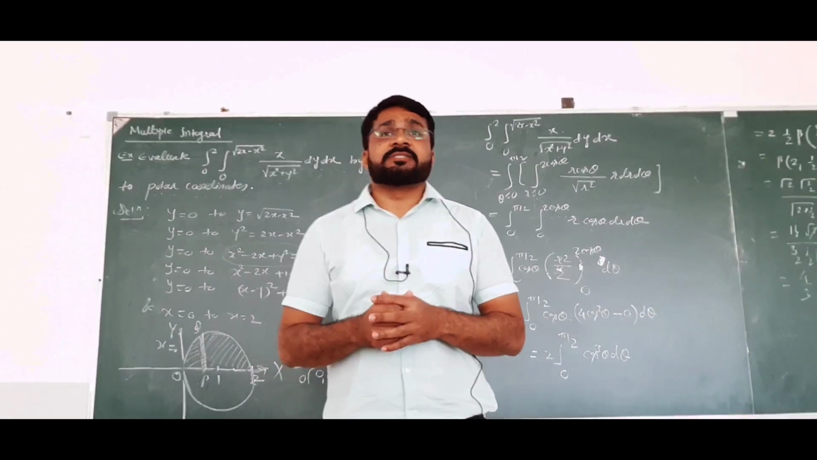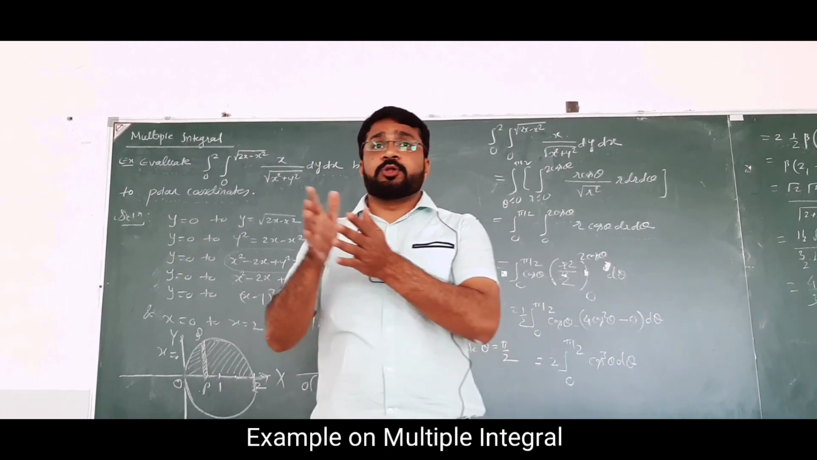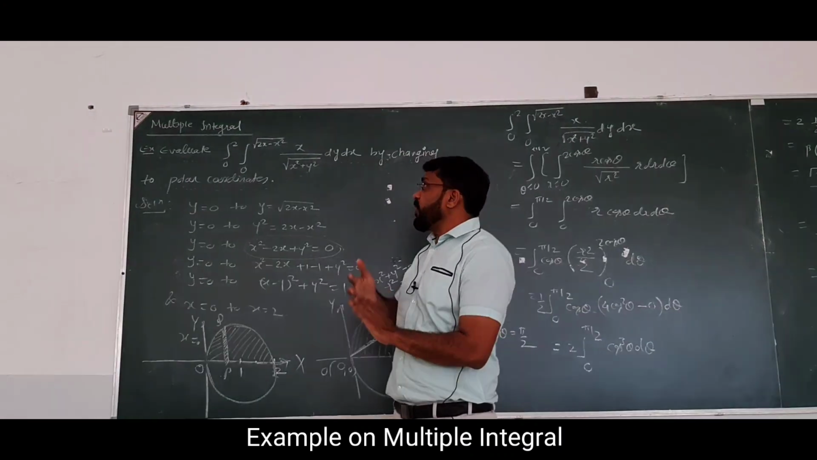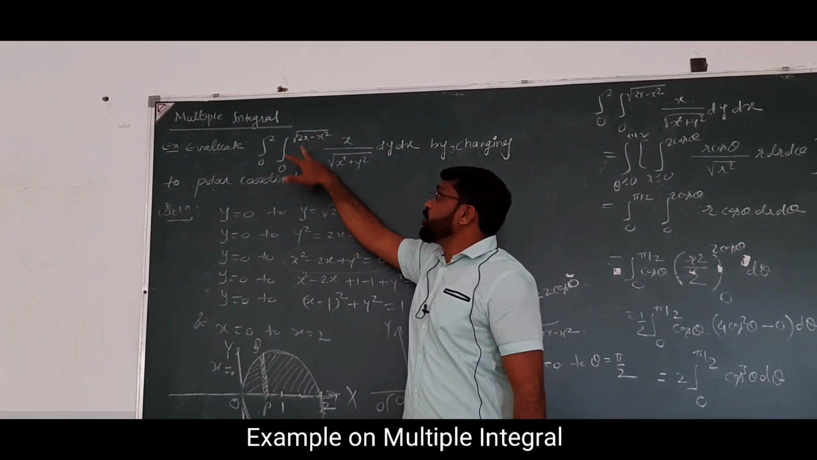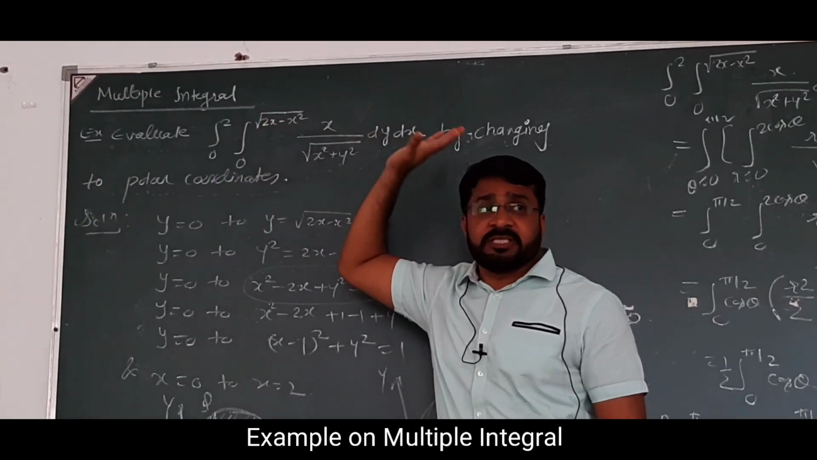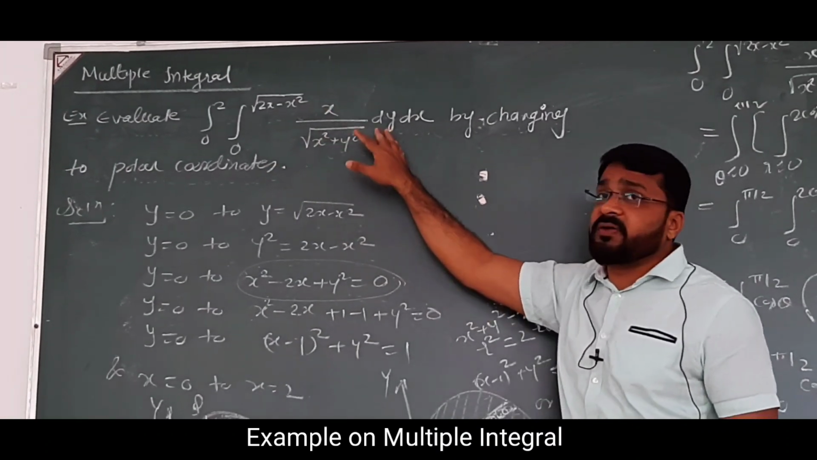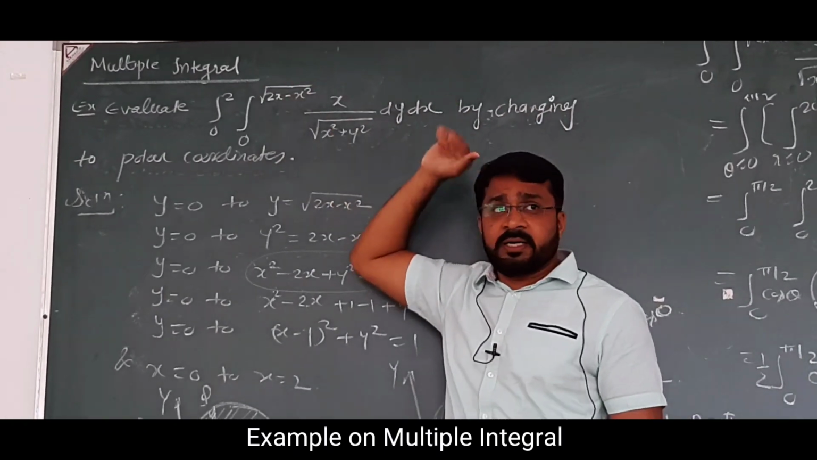Let us see today the topic that is multiple integral, and we are solving one double integral by changing it into polar coordinates. It is a very important example and a famous one. So we have to evaluate the integral 0 to 2, integral 0 to under root of 2x minus x square, with the integrand x upon under root of x square plus y square, dy dx, and by changing into polar coordinates we have to evaluate this double integral.